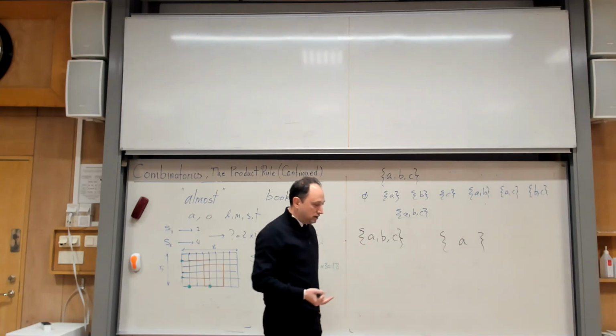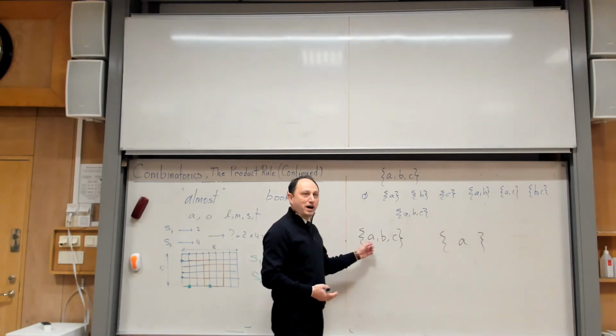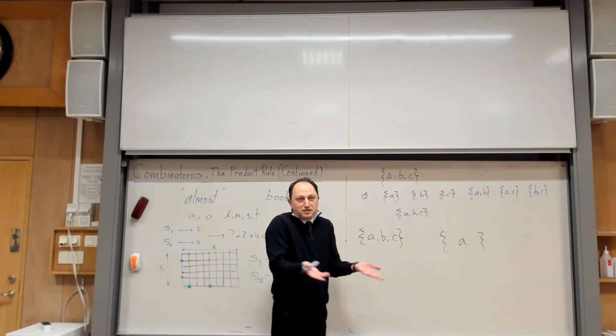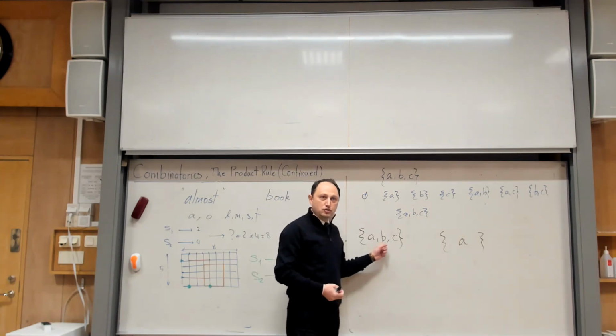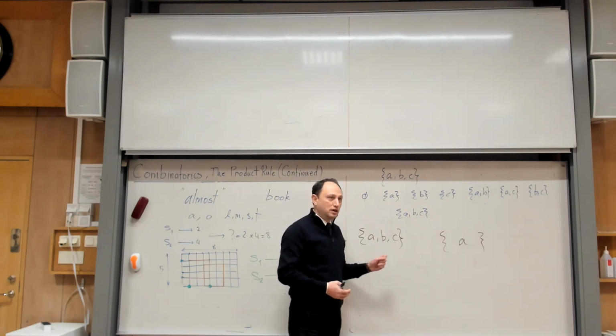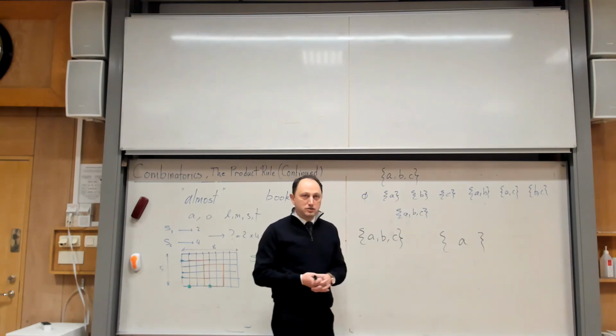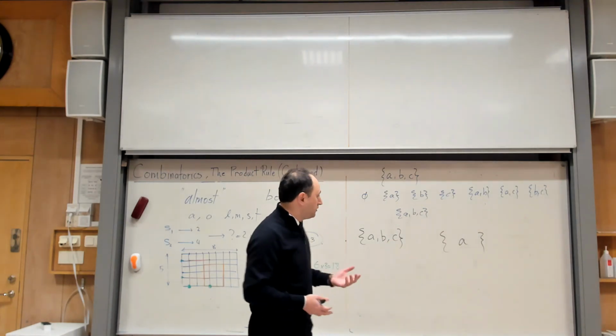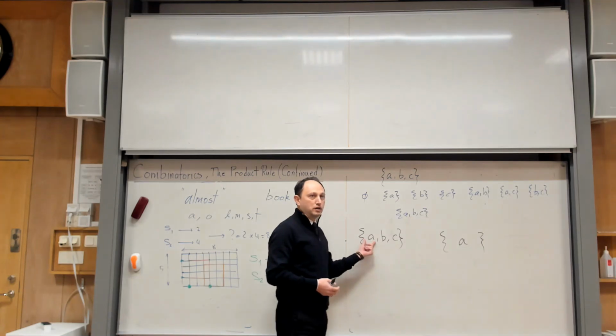Stage 1, making a decision about A. Any sentence that you want to write it. Stage 2 is making a decision for B. Stage 3 is making a decision for C. Yes? How many ways can I do stage 1?